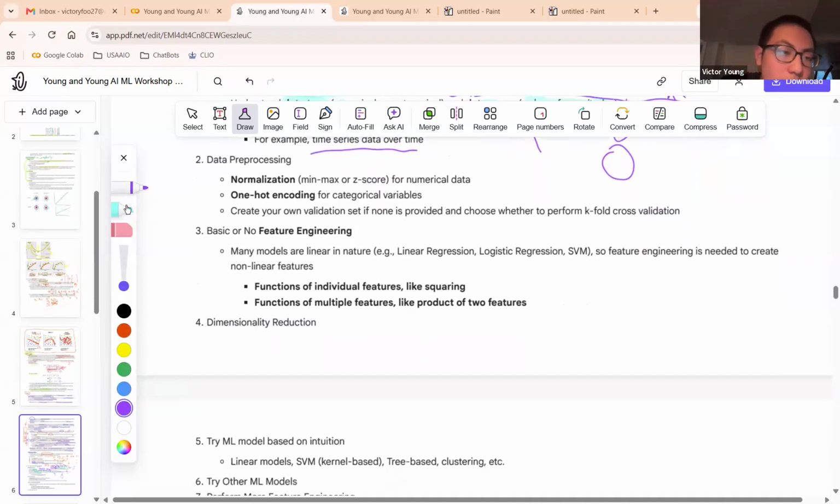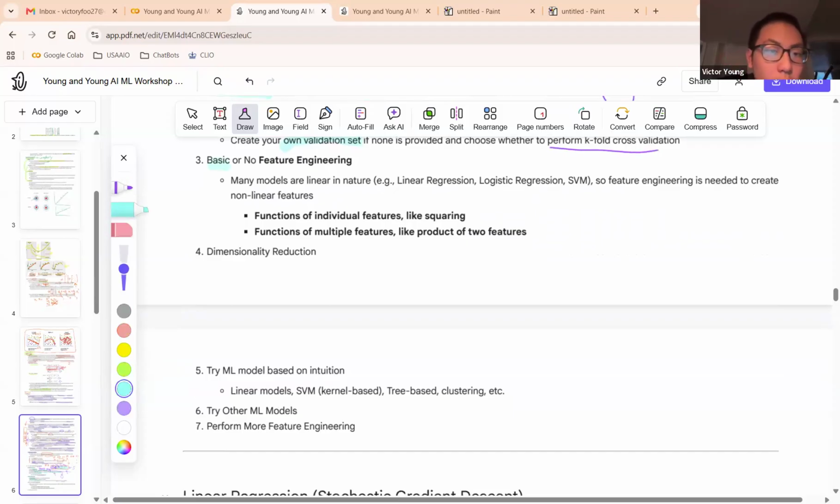The next step is data preprocessing. Data preprocessing, first, like I said, normalization. The second, one-hot encoding, like we discussed. Finally, create your own validation set if none is provided, and you can choose whether to perform k-fold cross-validation.